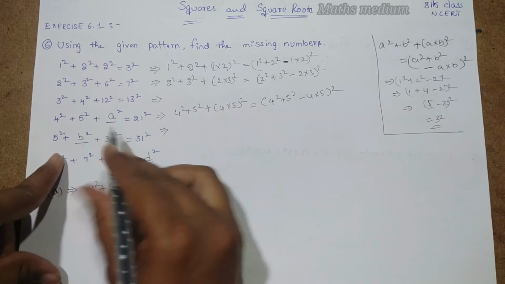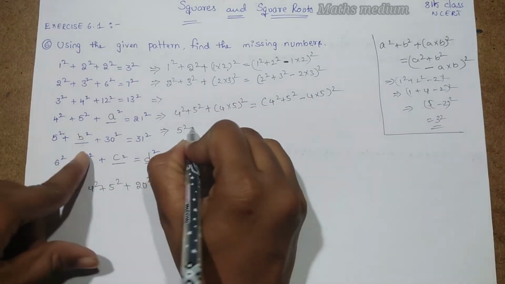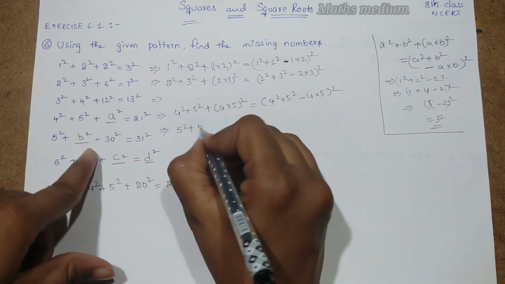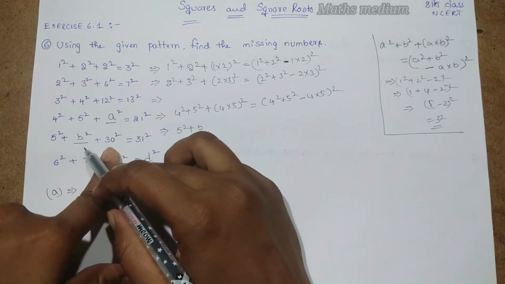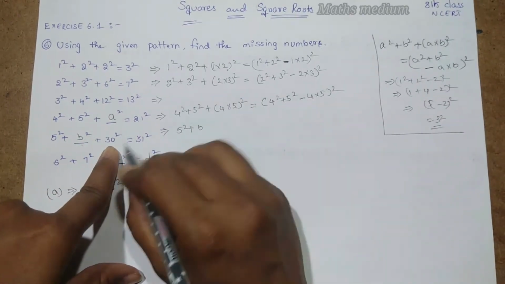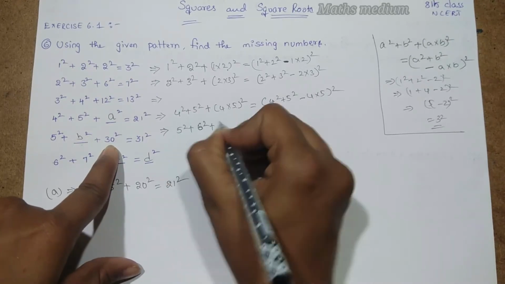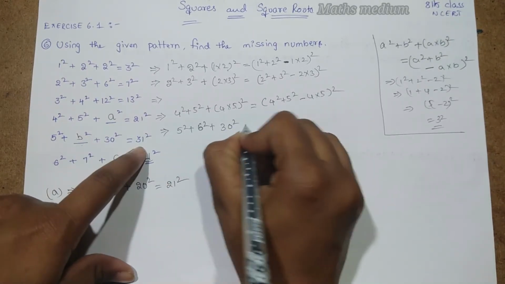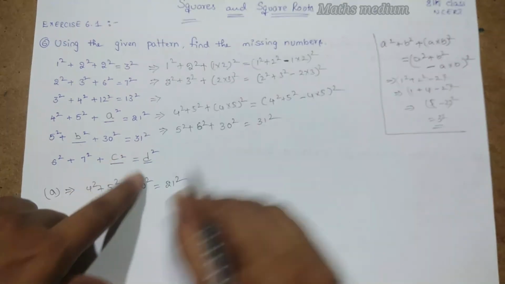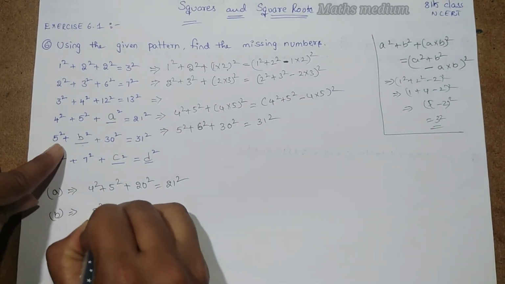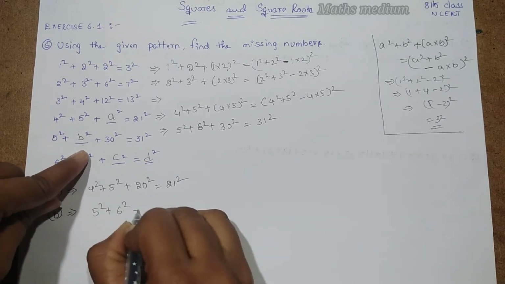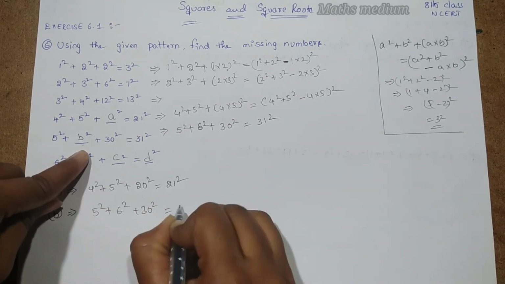This is the one. Next, coming to this, 5 square plus b square. We don't know b, but it is 30. It means 5 into 6 gets 30, right? So 6 square plus 30 square is equal to 31 square. It is simple. So B is equal to 5 square plus 6 square plus 30 square is equal to 31 square.